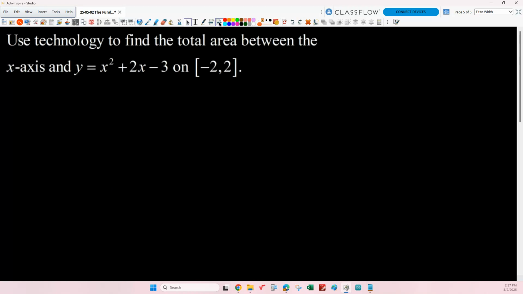Okay, last one. How could you use technology to do this one? Use technology to find the total area between the x-axis and y equals that function on the interval from -2 to 2. And let's say we can just approximate it as a decimal, rounded to 3 places. How could you do that? How could I do it on Desmos?